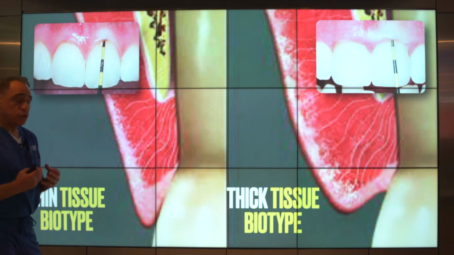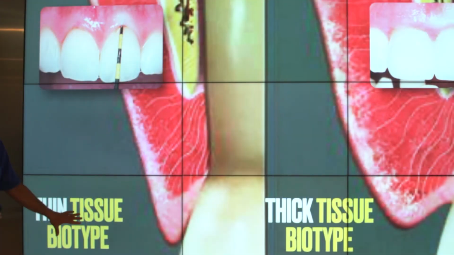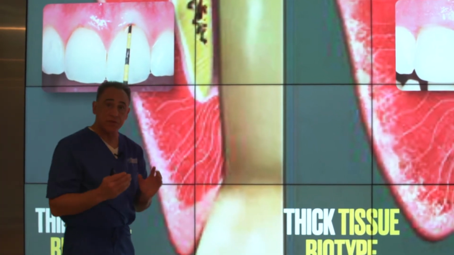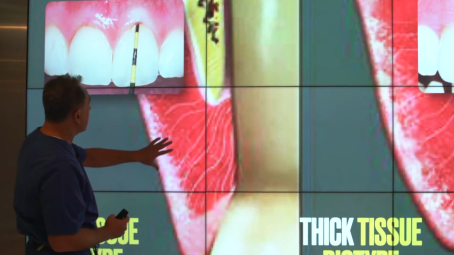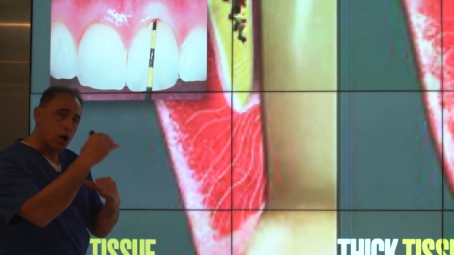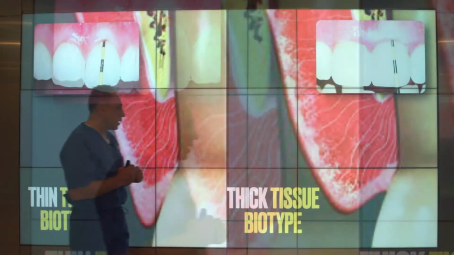We also have two tissue biotypes. The first is known as the thin tissue biotype, in which case the gum tissue itself is quite thin. We see this quite characteristically in people who have triangular, longer teeth with scallop-looking gum tissue.